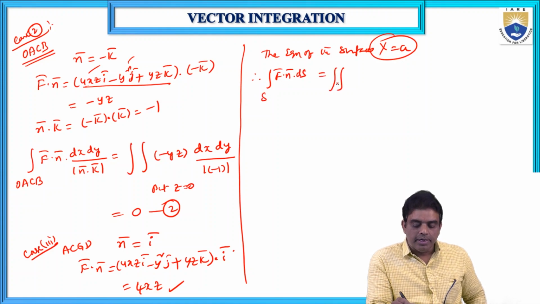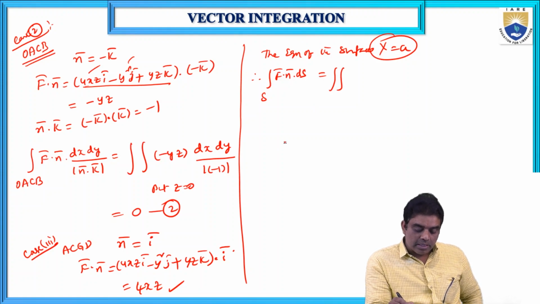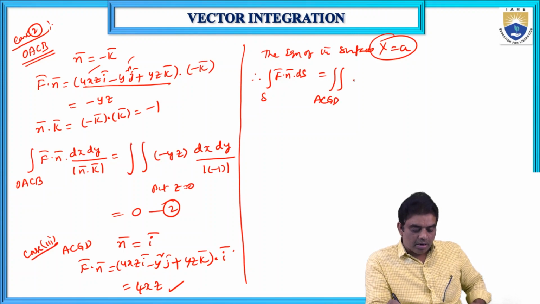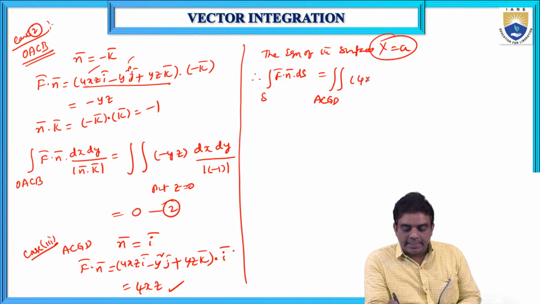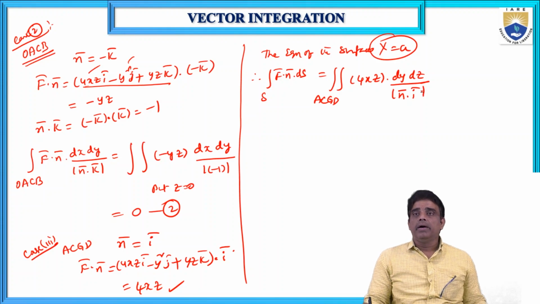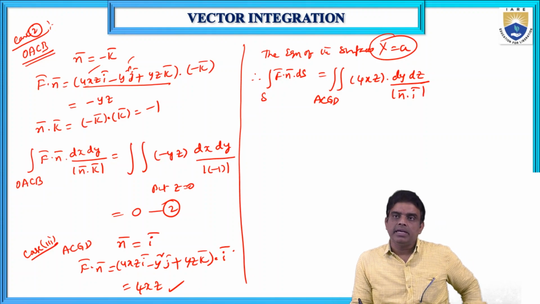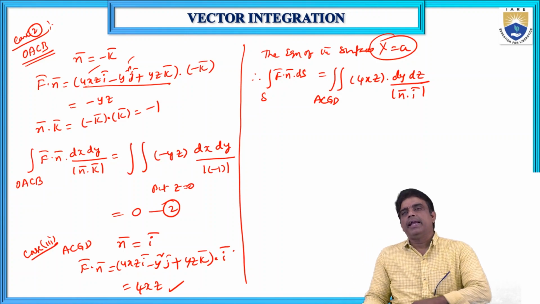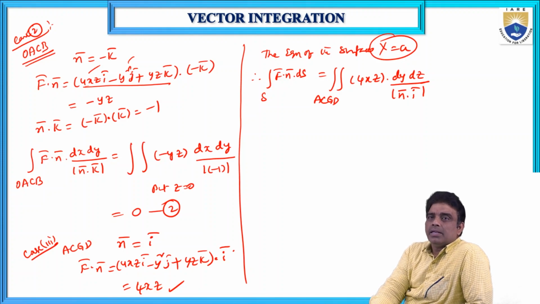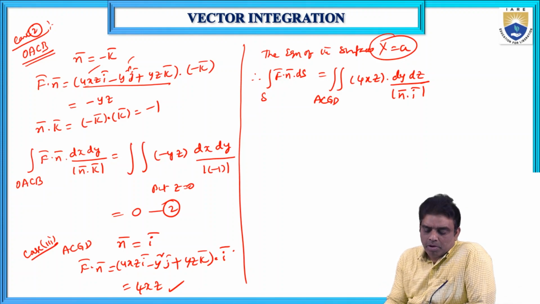equal to the double integral over the surface. So what are the surfaces? It is ACGD of f bar dot n bar. What is f bar dot n bar? 4xz into dy into dz by magnitude of n bar dot i bar, because we are considering the plane parallel to the YZ plane, so the projection will be on the YZ plane.